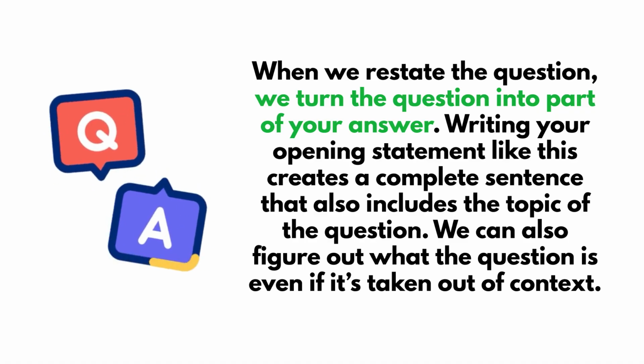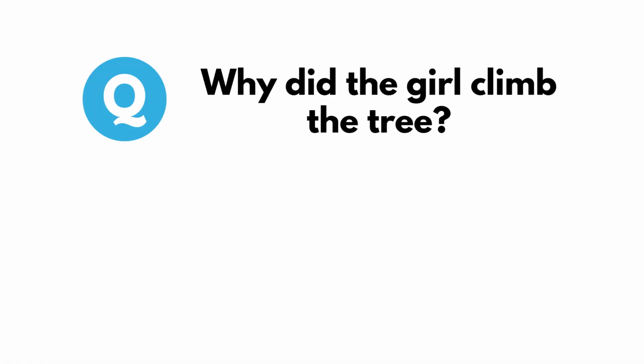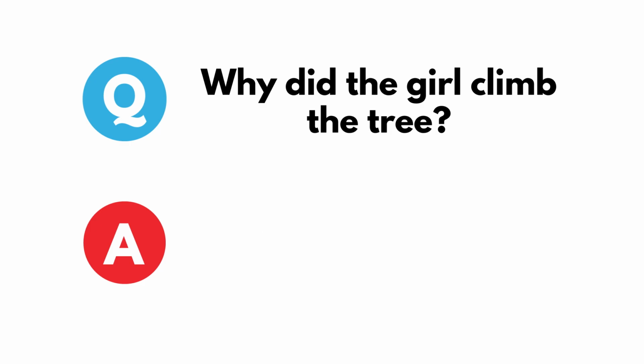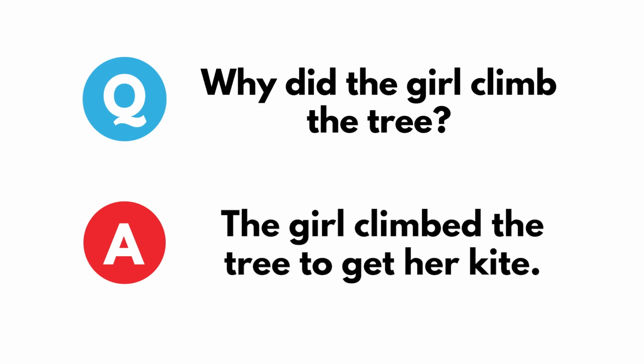Let's look at another example. Why did the girl climb the tree? A basic or weak answer may look like, "To get the kite." To make this stronger and make sense even by itself, we could write it like this. The girl climbed the tree to get her kite. Now we have a clear and complete statement.